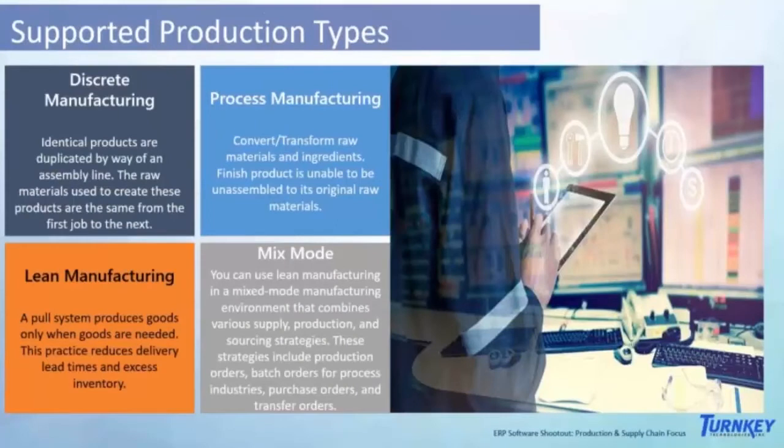So what are the supported production types that Microsoft Dynamics Finance and Operations has out of the box, right? We do have discrete manufacturing. We have process manufacturing. Other thing is we have lean manufacturing, so we have a chance to manage Kanban orders, Kanban rules, and we have, of course, a mixed mode of all of these.